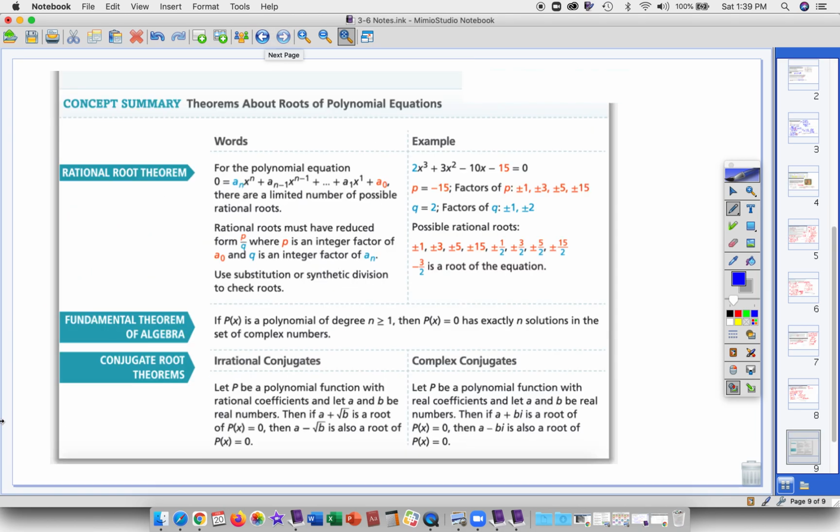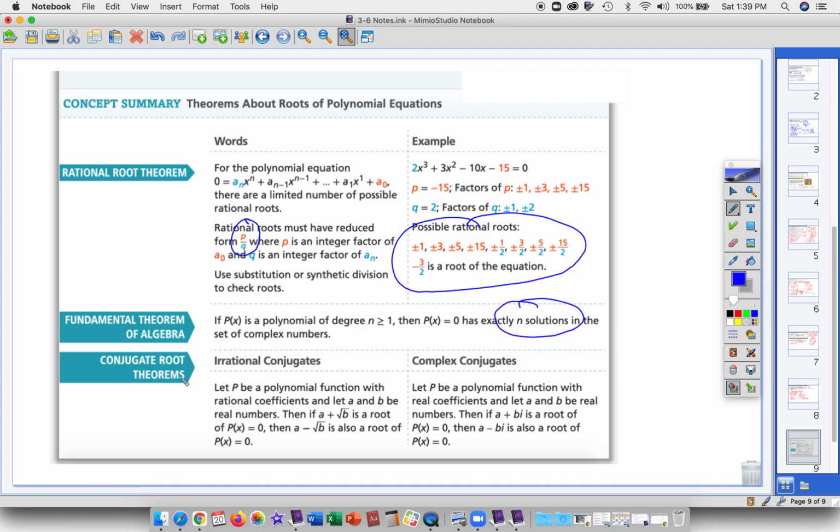Okay, so for our concept summary, we talked about the rational root theorem, right? Remember, that's P over Q, where P is the factors of the constant and Q are the factors of the leading coefficient. When we set up that ratio, remember, it can be positive or negative. We get all of the possibilities of the numbers that can be possible roots for that polynomial. The fundamental theorem of algebra tells us that if we know the degree of the polynomial, then we have that many solutions. So if the degree is 5, we've got 5 solutions. If we've got degree 4, we've got 4 solutions, and so on.